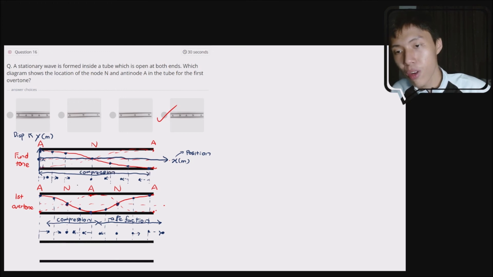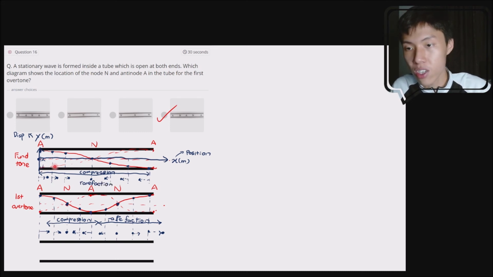Of course, compression at later time will become rarefaction. Rarefaction happens if you change to look at this dotted line over here. And if you change to look at this dotted line over here, then you will observe that this will become a rarefaction. This will become a compression.